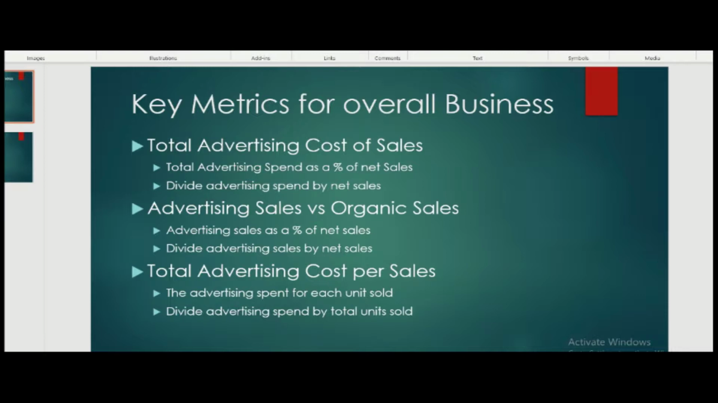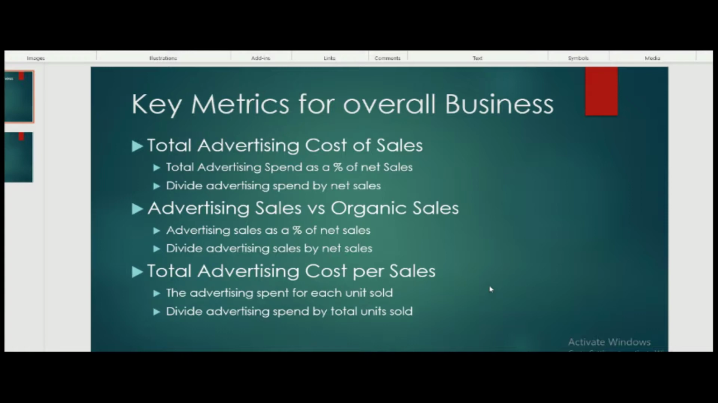The total advertising cost per sale, this one's very important because it allows you to see just how profitable you are overall in a given period of time, whether it's daily, weekly, or monthly. What we're doing is taking the advertising spend for each unit sold, and when I say each unit sold, that's not just your advertising sales, that's your overall sales. All you'll have to do is divide your advertising spend by your total units sold in that given period.